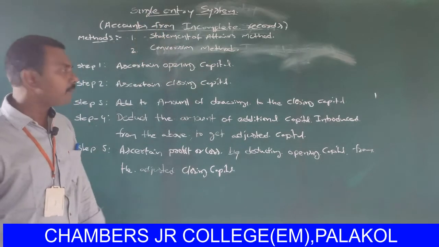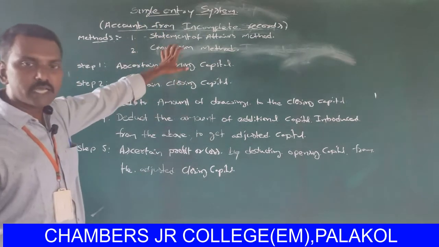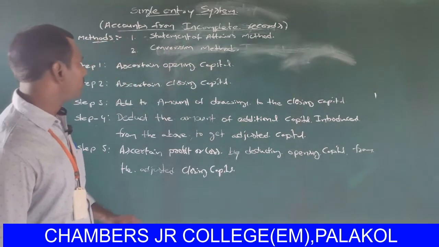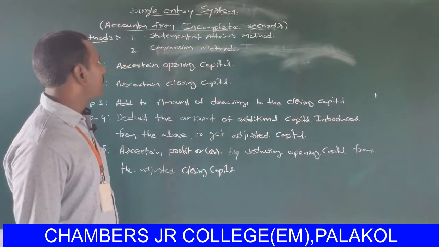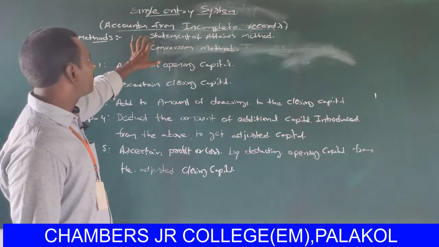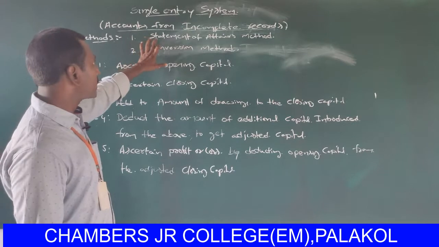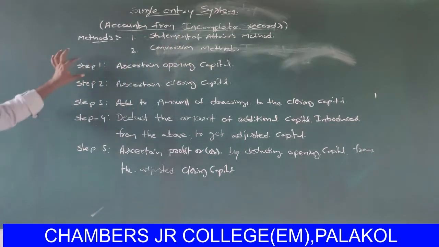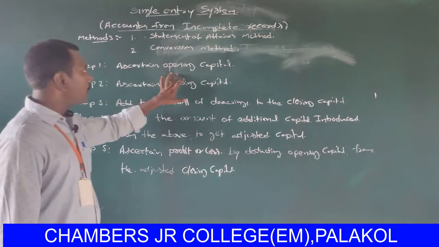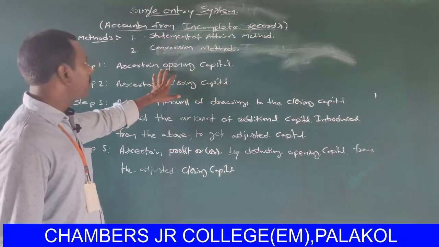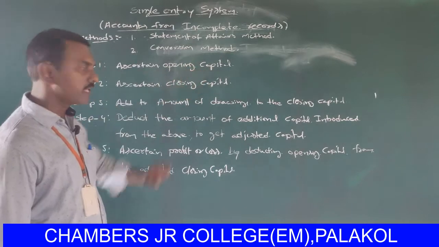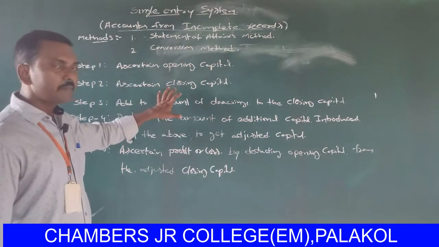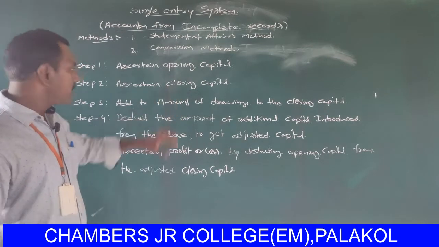Now let us see the methods to ascertain profit or loss. The first method is the statement of affairs method, the second one is the conversion method. According to the statement of affairs method, we need to follow certain steps. Step 1, ascertain opening capital. Opening capital means capital at the beginning of the year. Step 2, ascertain closing capital. Closing capital means capital at the end of the year.